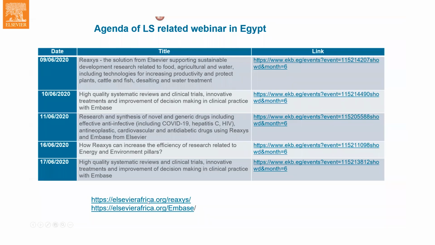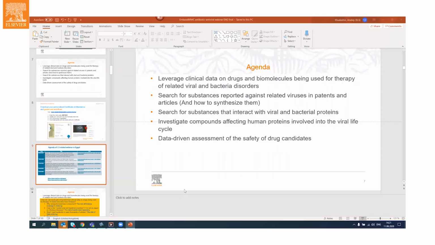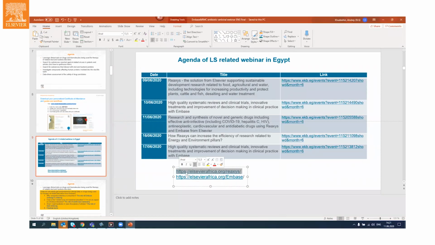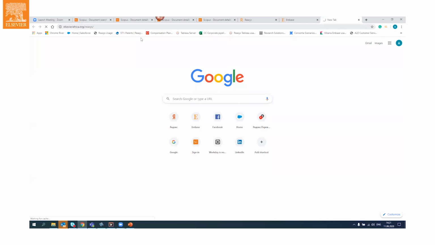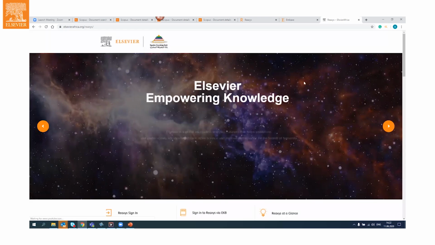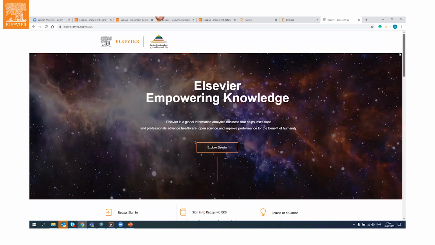Also, I would like to present you the Reaxys and Embase landing pages. So how it looks like. As you see, the presentation is fully filled with different links, and the presentation would also be available on the Research Academy, so you can benefit from these links when you download the presentation.